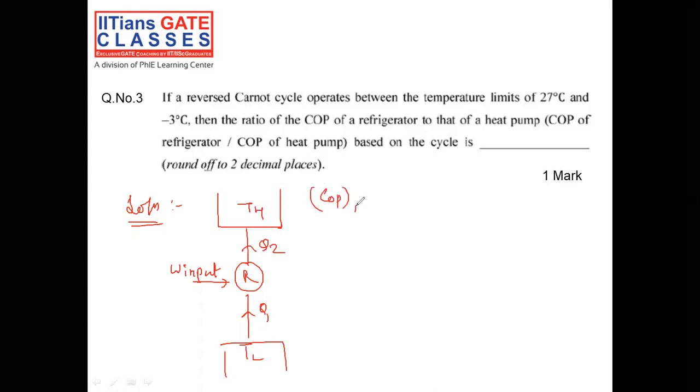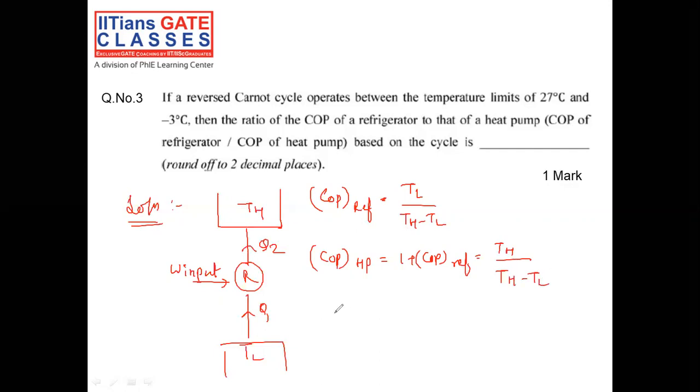So the COP of a refrigerator, we have the standard formula, that is T lower divided by (T higher minus T lower). And the COP of a heat pump is 1 plus the COP of the refrigerator. If you calculate in terms of temperature, you get T higher divided by (T higher minus T lower). Now they are asking a very simple question, that is COP of refrigerator divided by COP of heat pump. A heat pump is basically the device which is used to heat the room. Whatever the room is, we require heat in that room, or some kind of external energy source provided to the system, that is a heat pump.